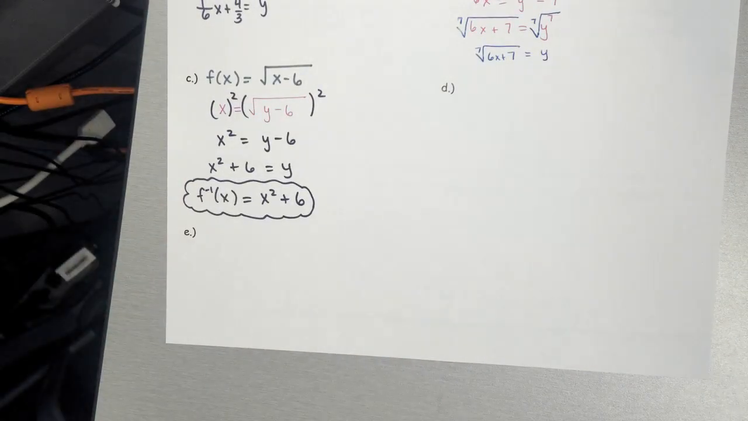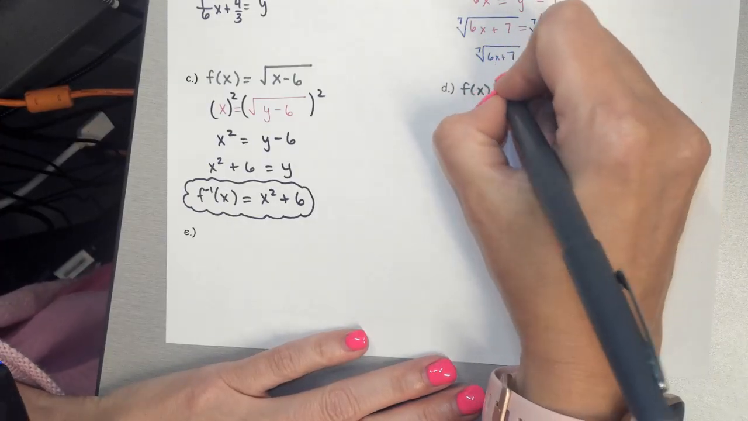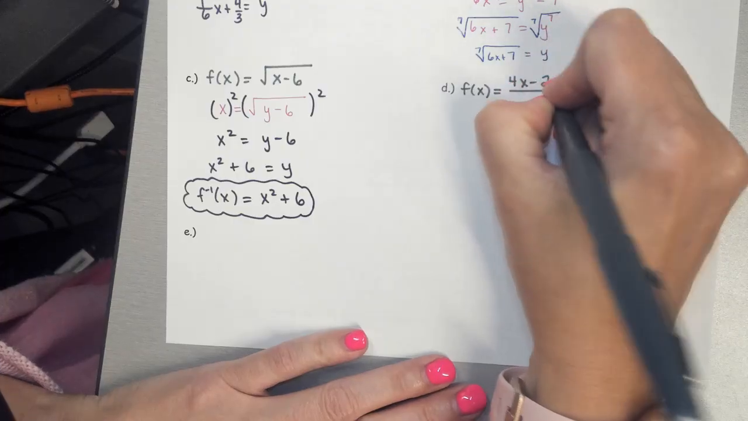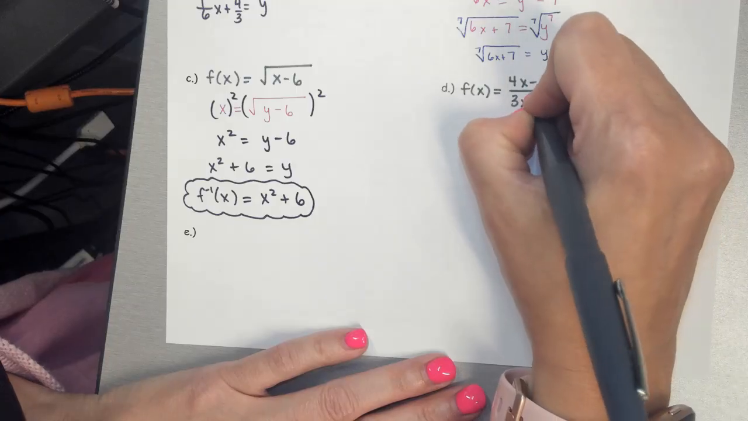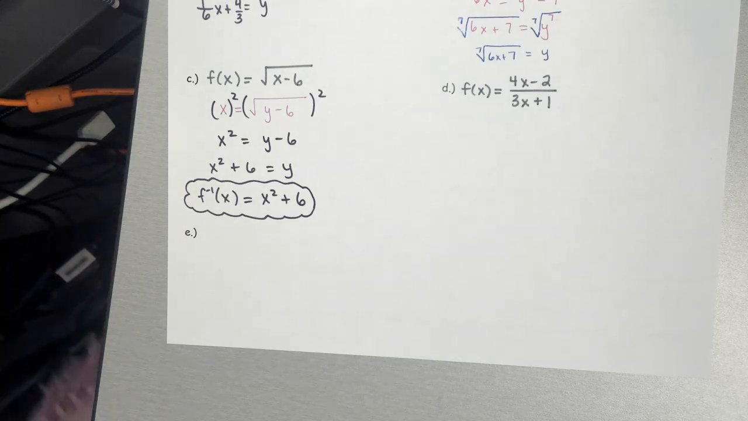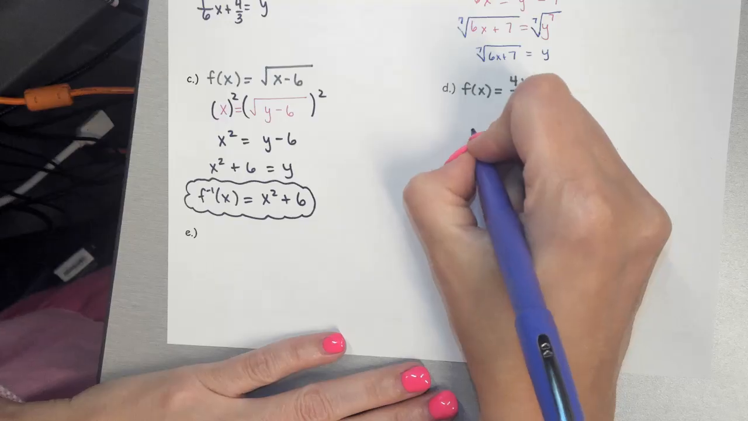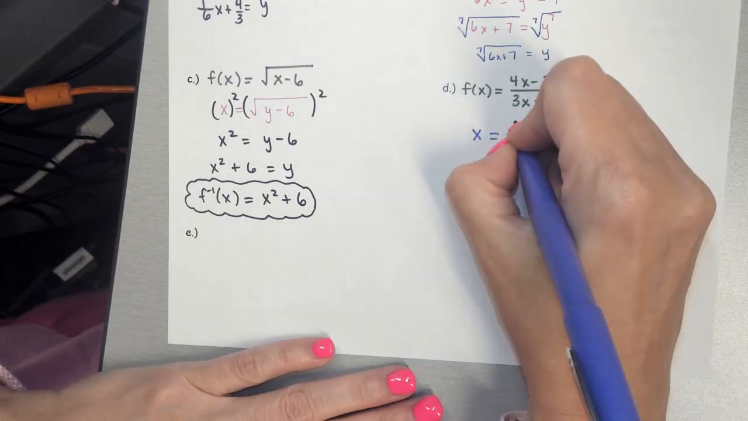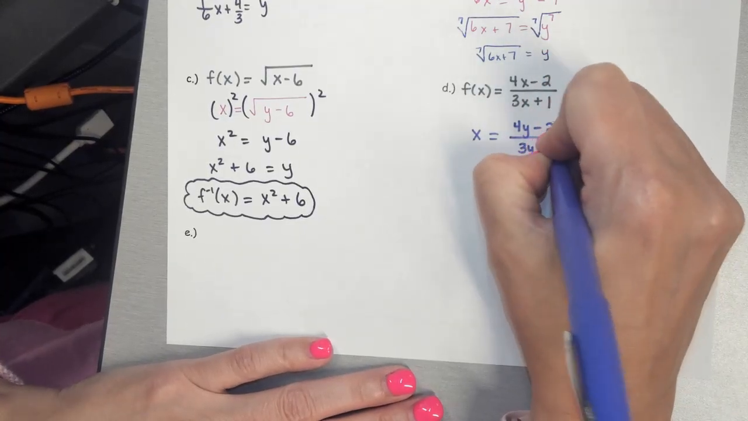All right, now we are going to do a rational function. When you have a rational function, you could have a variable in the numerator and the denominator. So we have f of x is equal to 4x minus 2 over 3x plus 1. In your first step, when you're switching these, you are going to plug in y for both. So you have 4y minus 2 over 3y plus 1.